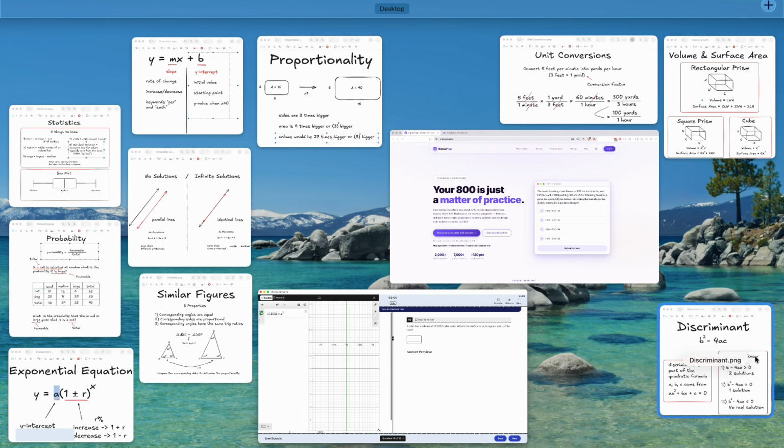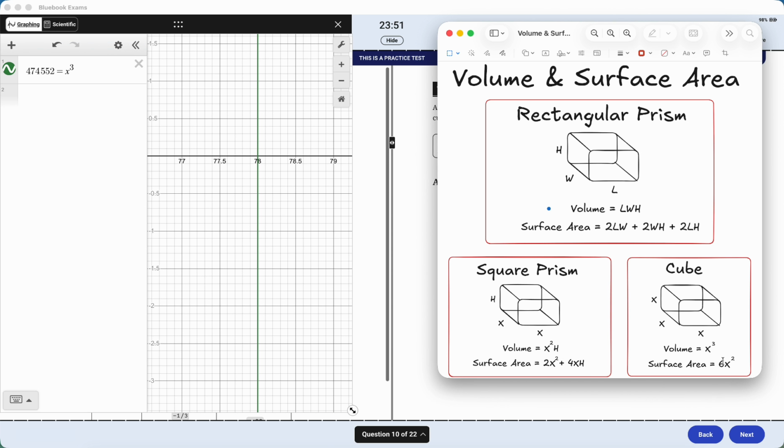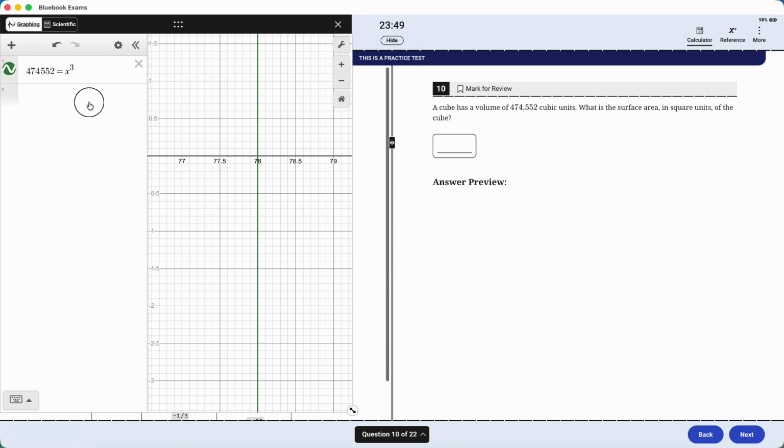Now they want the surface area. So what was the surface area? Where they go up here? It's just 6 times X squared. So it's gonna be 6 times 78 squared, right? We get 36,504, that's it.